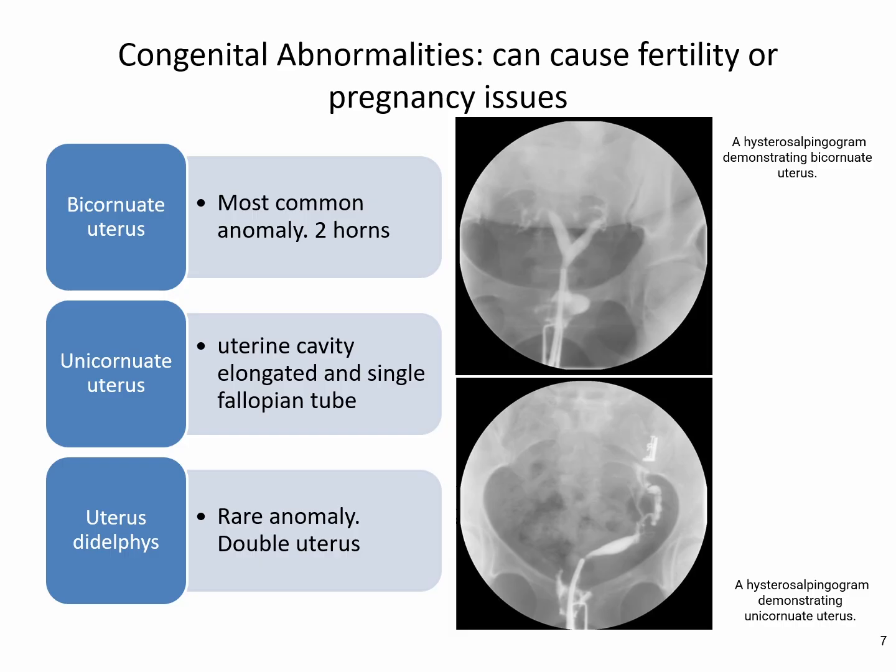A unicornuate uterus is a smaller uterus with only one fallopian tube, and a kidney on the same side may also be absent, and it can affect fertility and pregnancy as well. Uterus didelphys is a rare condition. It's a double uterus, cervix, and sometimes vagina, and may lead to reproductive complications.